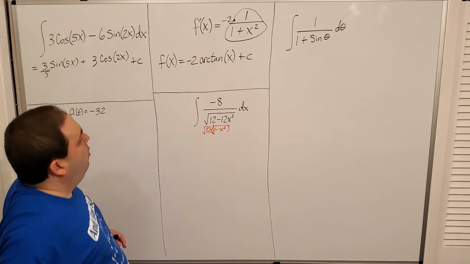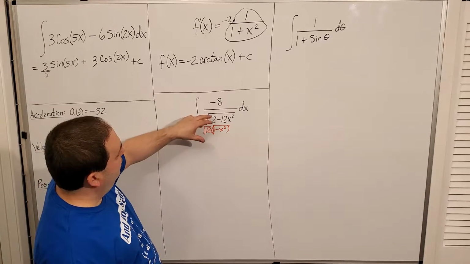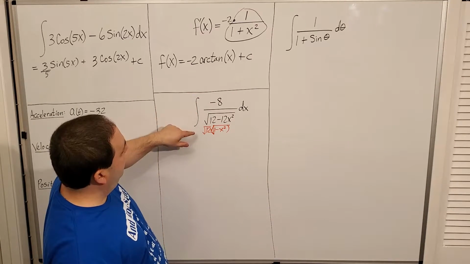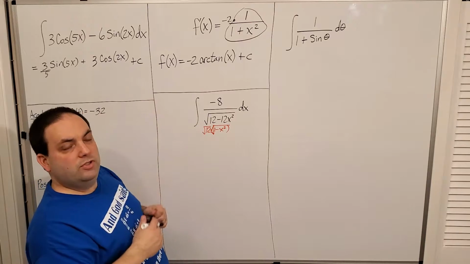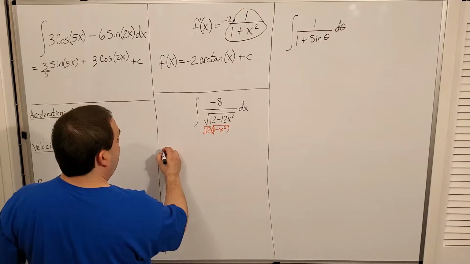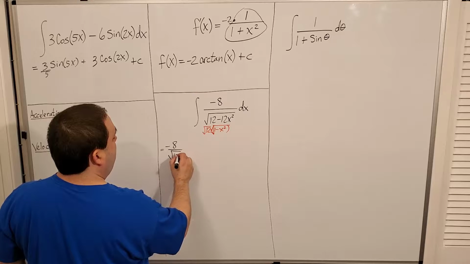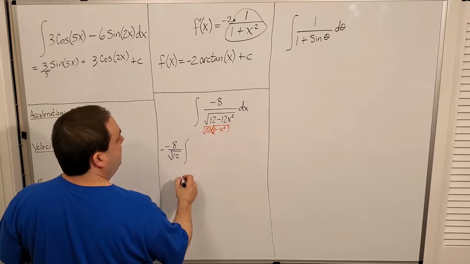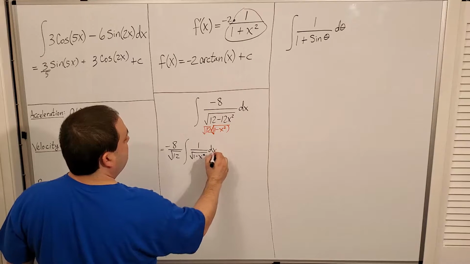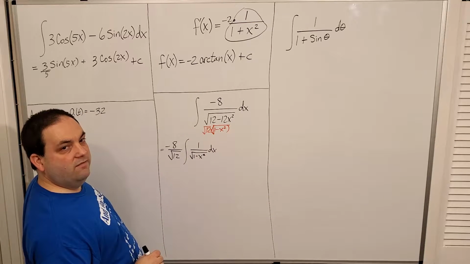Another thing: the square root of 12 is just a multiplied number in the bottom, and the negative 8 is just a multiplied number in the top. And remember, with antiderivatives, I can just pull those numbers out of the way and bring them along for the ride. So this would be equal to negative 8 over square root of 12 times the antiderivative of 1 over square root of 1 minus x squared dx. Look, there's that function right there. We recognize that one. That's the inverse sine function.